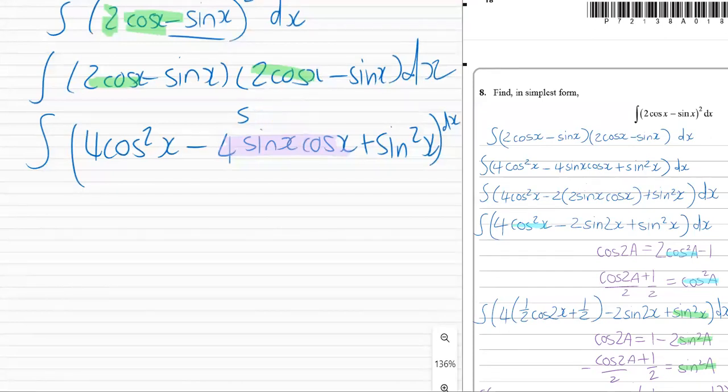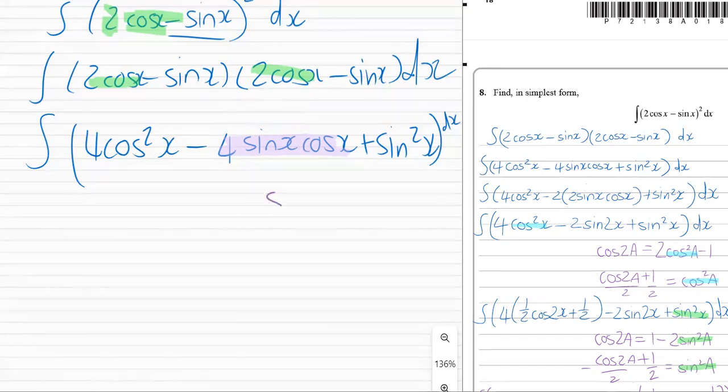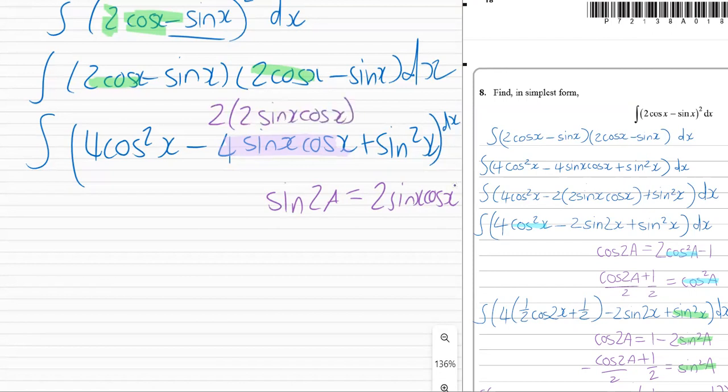So what do I mean by that? I mean that the double angle identity of sine 2x is equal to 2 sine x cos x. There's only one option, so I always go for this one first. So that's almost there. If I rewrote this as 2 times 2 sine x cos x, then we're already there. If I do that straight away, my next step, I'm just going to set it up like this. The middle term will be just negative 2 sine 2x.